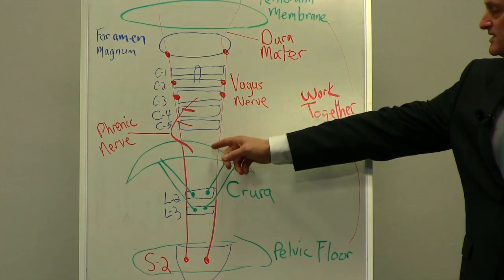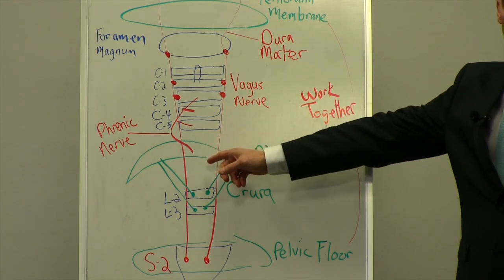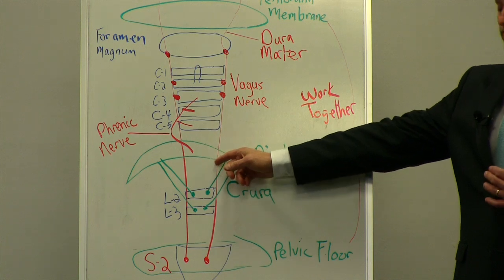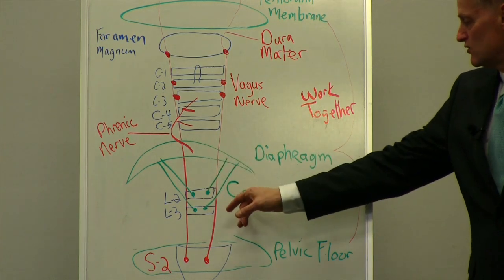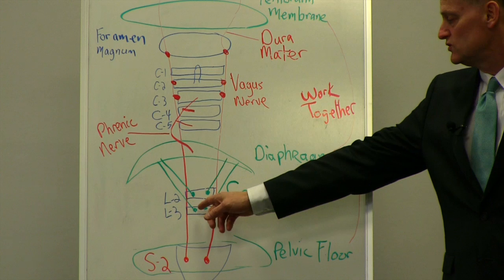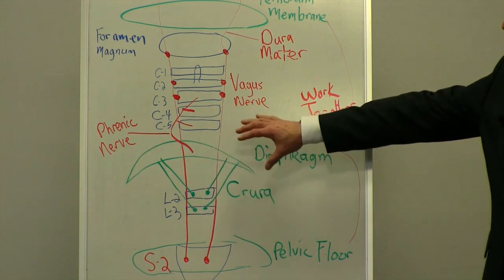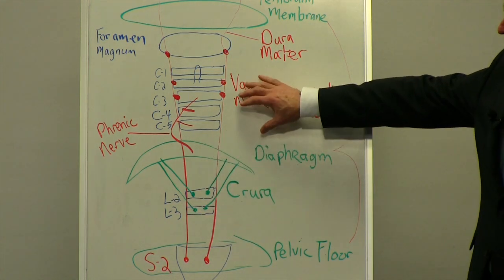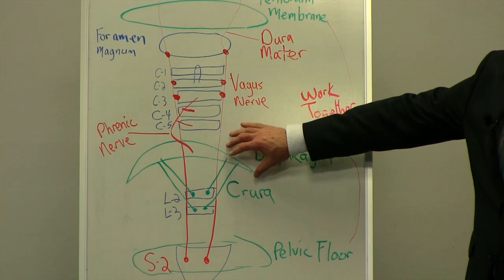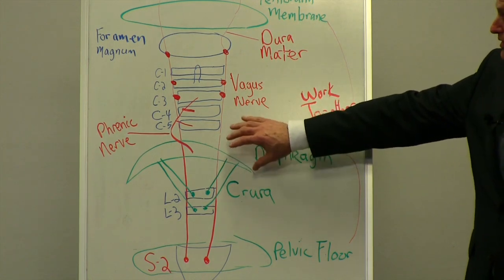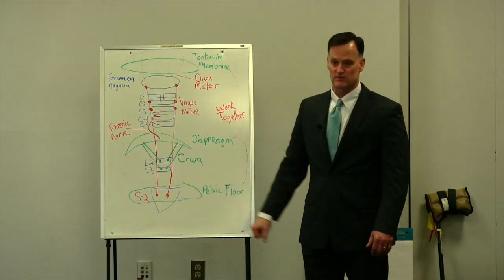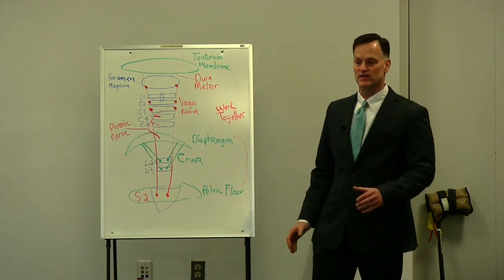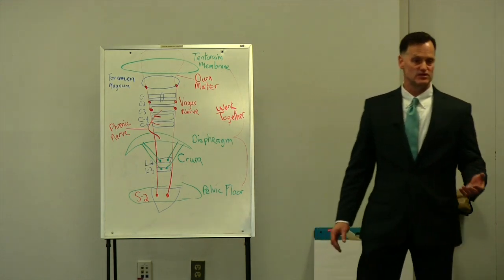Now, coming out of C3 and C4 and C5 is your phrenic nerve, which comes out through your neck, attaches into your diaphragm. Your diaphragm attaches to your thoracic spine to the front of it, and then you have these crura that come off and attach to L2 and L3 to your lumbar spine. So if you have a problem at your diaphragm or in your neck, you can end up with a problem in your thoracic spine or cervical spine, or cervical, thoracic, and lumbar spine. So there are a lot of connections that we have to understand as therapists and physicians when we're looking at our patients.